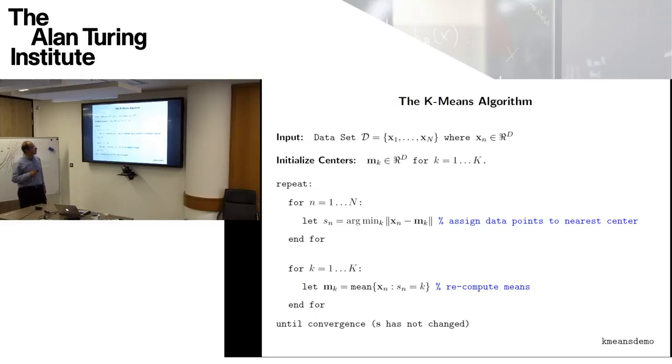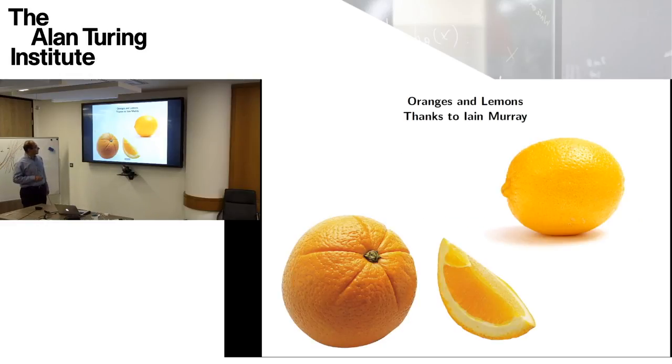And this demo is thanks to Ian Murray, who's a lecturer in Edinburgh, who many years ago used to be my PhD student. And as often happens, I was away, I couldn't teach, so I asked Ian to teach the k-means algorithm to my students, and he went to the supermarket, he bought himself some lemons and oranges.